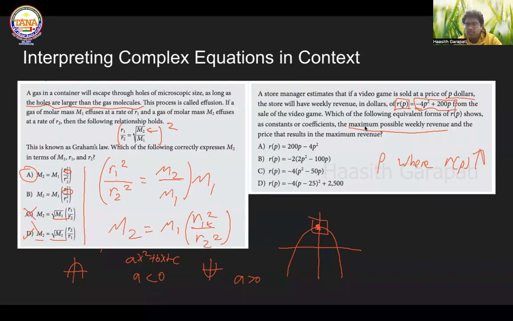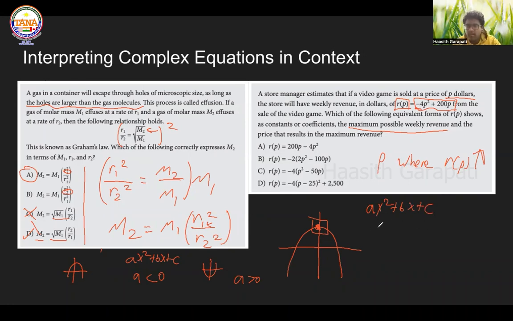So, okay, they're asking which of the following forms represent the maximum value. And remember the keyword vertex you just mentioned? What are the three forms of quadratic equations we learned about? We have standard form, ax squared plus bx plus c. It's a good old fashioned, but not very useful, honestly.